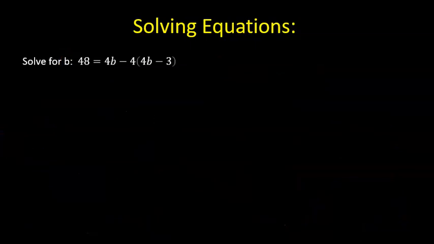This one looks pretty tough. Okay, let's see. So we have a lot of stuff going on, and it wants us to solve for b. And if you look closely, there's two b's. And there's parentheses, so there's a lot of stuff going on with this one. So here's what we're going to do. We're going to distribute this 4 into this, right? How do I know to do that?